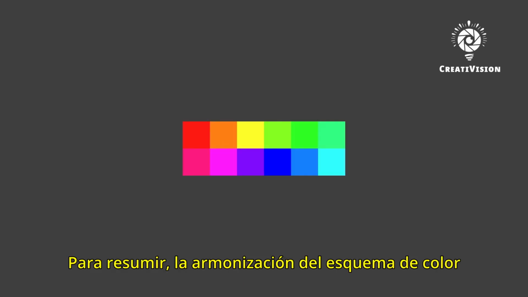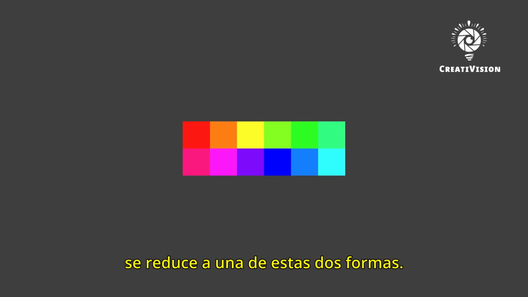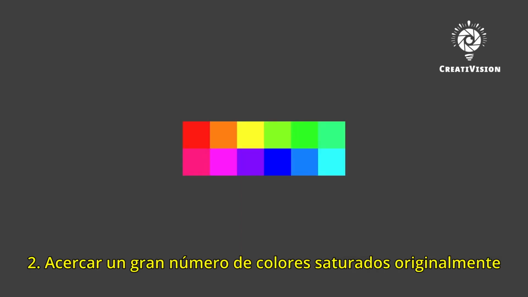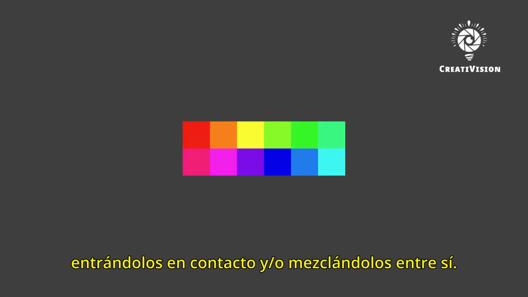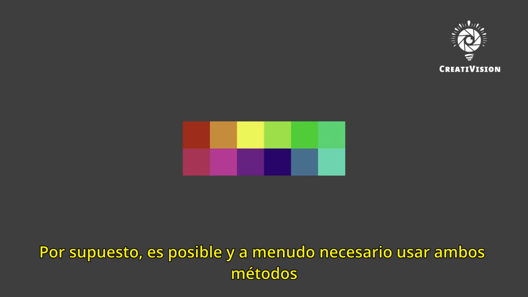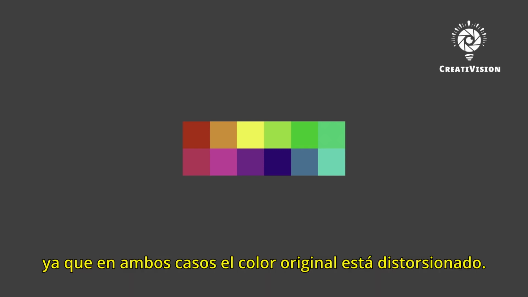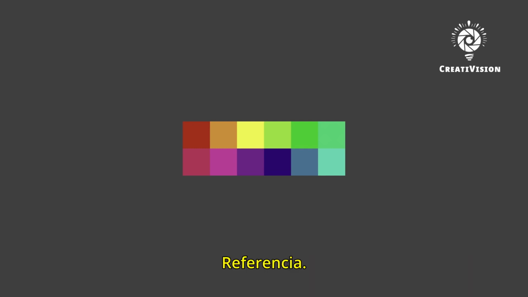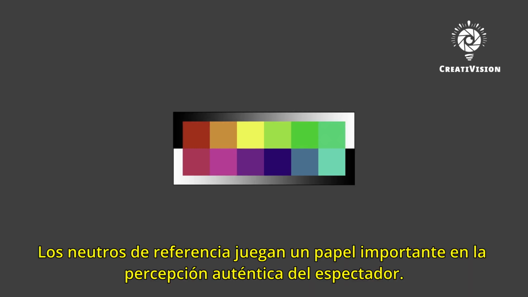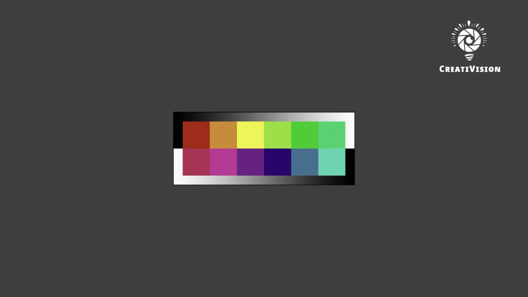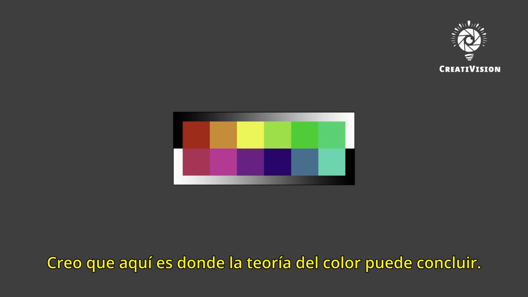To sum up, colour scheme harmonization comes down to one of these two ways. 1. Lowering the saturation of all colours. 2. Bringing a large number of originally saturated colours closer together by muddying them up and/or mixing them with each other. Of course, it is possible and often necessary to use both methods at the same time. There are no other ways to harmonize colour. Since in both cases the original colour is distorted, benchmarking neutrals play an important role for the viewer's authentic perception. I believe that this is where colour theory can be concluded.